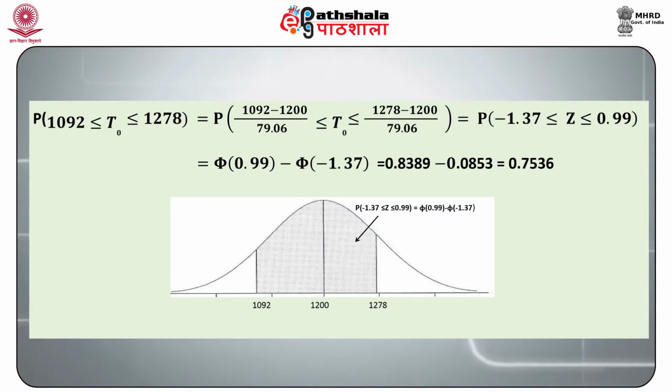Now looking at the probability of T0 which ranges from 1431.5 to 1549.5. This is equal to probability of Z which ranges from (1431.5 minus 1500) divided by 50 to (1549.5 minus 1500) divided by 50. This is equal to the probability of Z which ranges from minus 1.37 to 0.99, which is equal to phi 0.99 minus phi of minus 1.37, which is equal to 0.8389 minus 0.0853, which is equal to 0.7536.